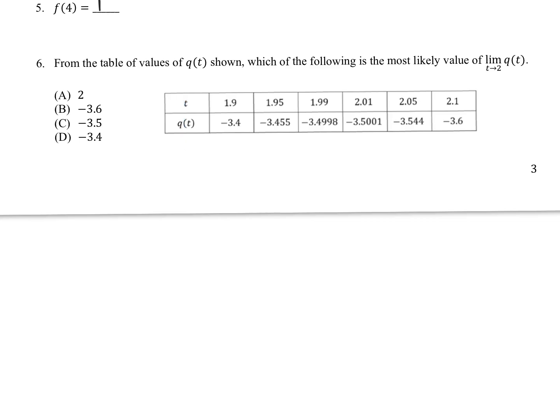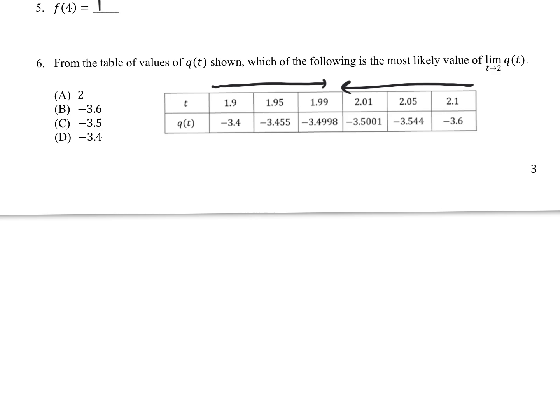Here are my t values. Do you agree I'm getting bigger and approaching 2 from the left? And then from the right, I'm getting smaller and approaching 2. Notice 2 is not on my table. But we're approaching, we get pretty dang close. 1.99 and 2.01 is pretty dang close, but we don't know what's happening at 2.